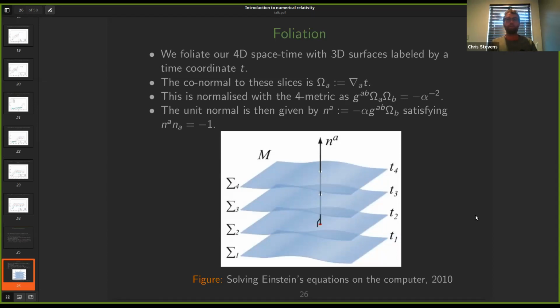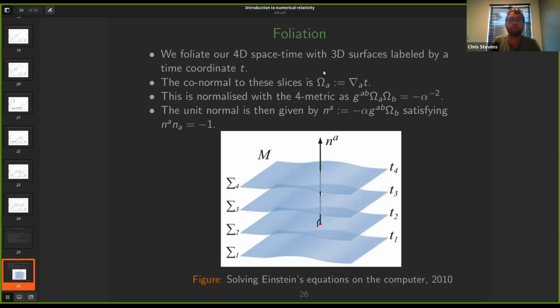So, like I said before, we have a 4D space-time, and we're going to foliate it with 3D hypersurfaces. And if these are parameterized by some coordinate, say we have a coordinate t, then the four-dimensional covariant derivative acting on t, the level sets, will give us the co-normal to the surface, and that will give us an idea of which direction we want to propagate in, because if the surface is space-like, then the normal is going to be timelike.